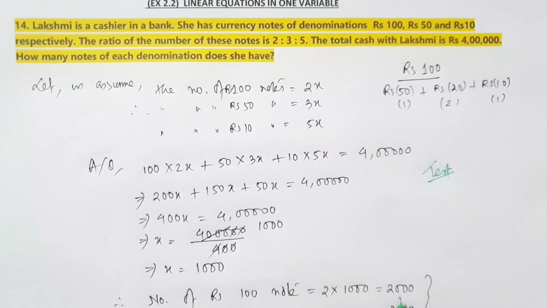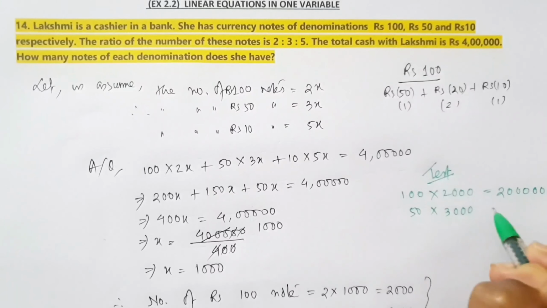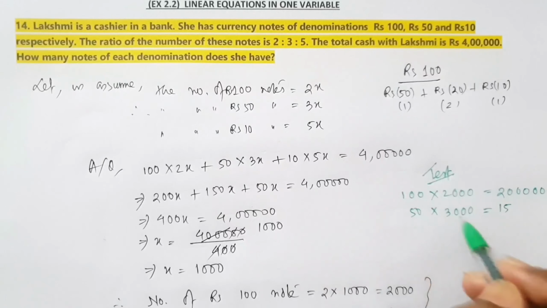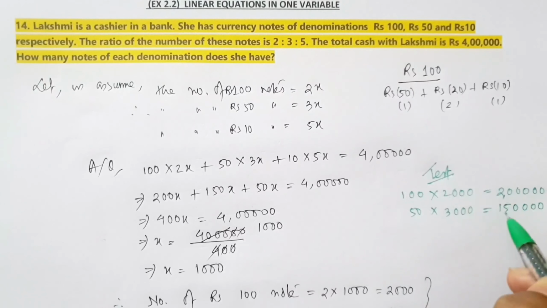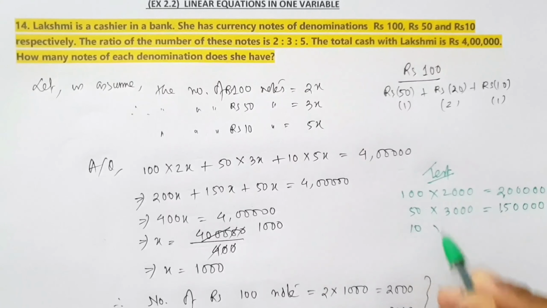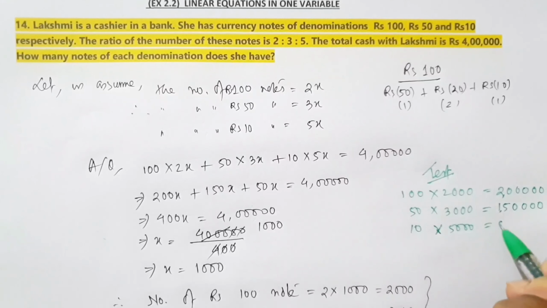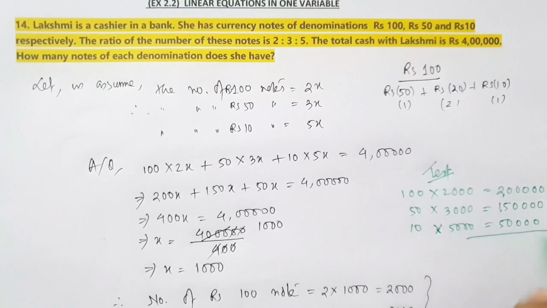50 rupees into 3000 number, it means that 50 into 3000. 5 threes are 15, and after 15, 1, 2, 3, 4 zeros. It means that 1,50,000. And 10 rupees, how many number of notes did we get? We got 5,000 number of notes of 10 rupees. So 10 into 5,000, that is 5 tens are 50 and 3 zeros. That is 50,000.